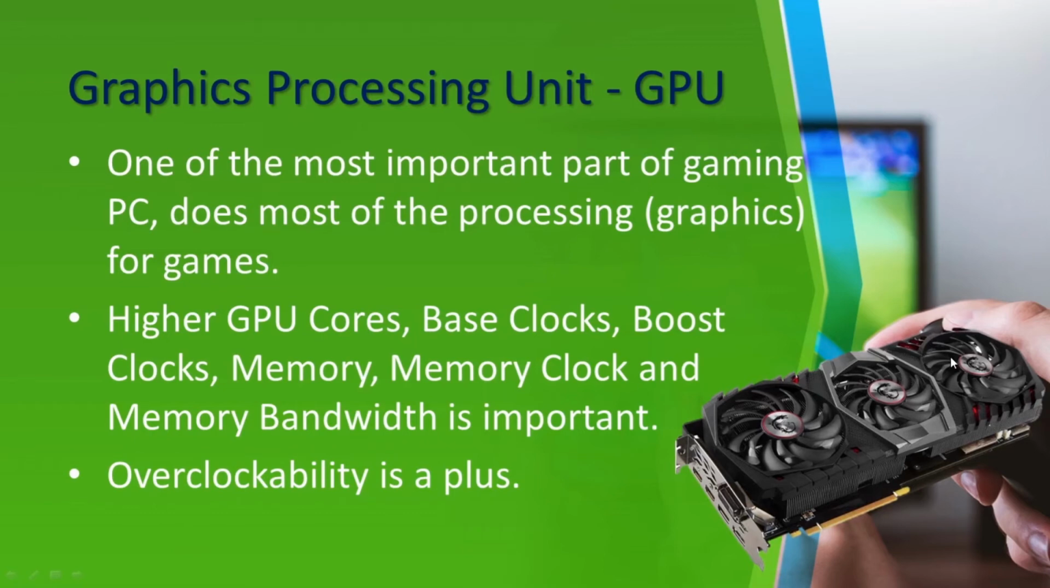Next, you'll be having your graphics processing unit or your GPU or your video card. One of the most important parts of your gaming PC, it does most of the processing of the graphics for your games. The quality of your game and the frame rates will depend on the processor and also on your GPU. So if you want to play high resolution games, you need to pick up a high-end CPU or processor and a high-end GPU to have the maximum performance. So higher GPU cores, base clocks, boost clocks, memory clock, and memory bandwidth are important.